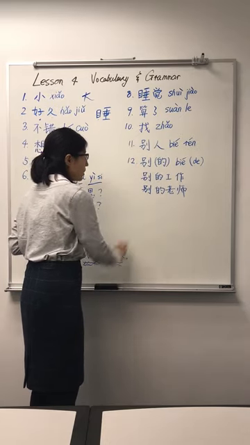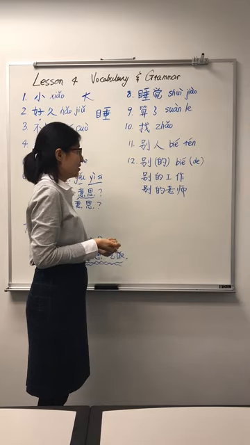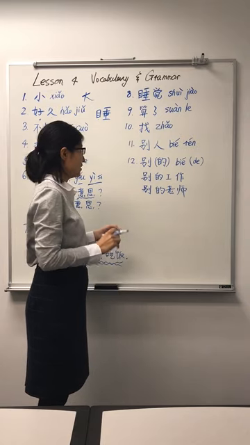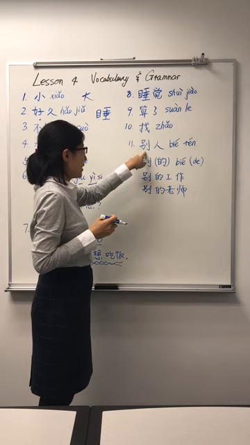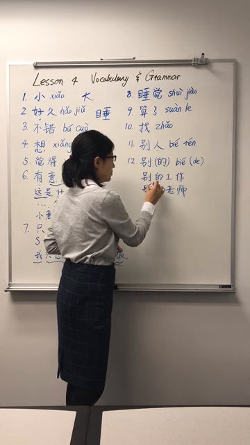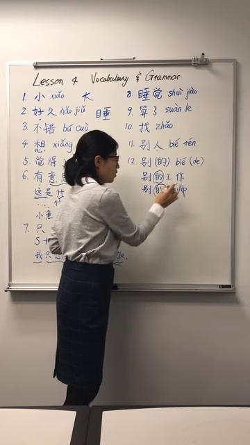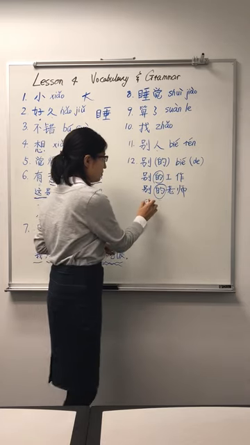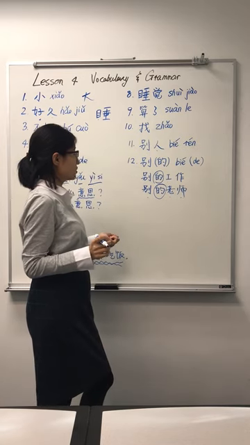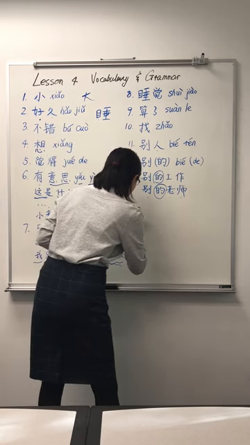Next one, 别人. 别 means other, 人 means people or person. So other people or other person, others. So yeah, this means others. If 别 plus other things, not 人, you should add the possessive word 的. 别的工作, other job, 别的老师, other teacher.